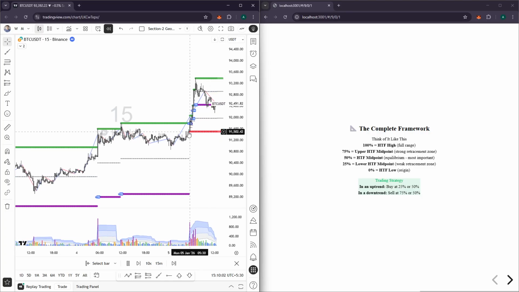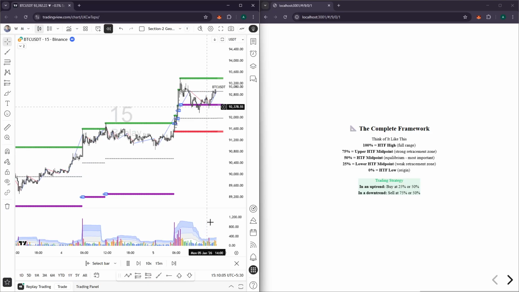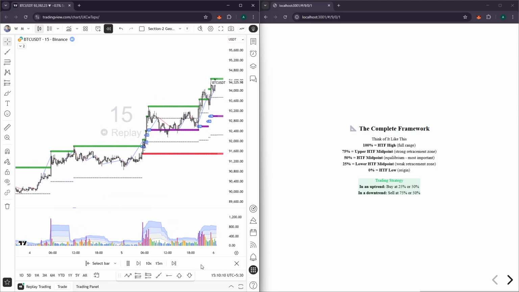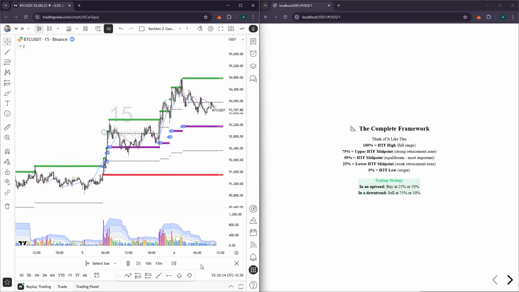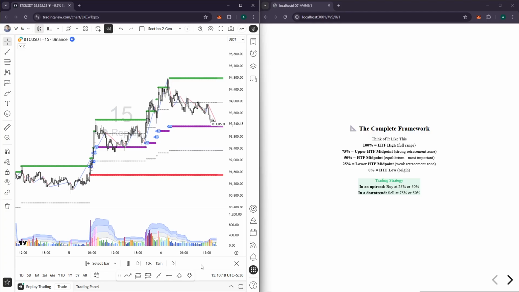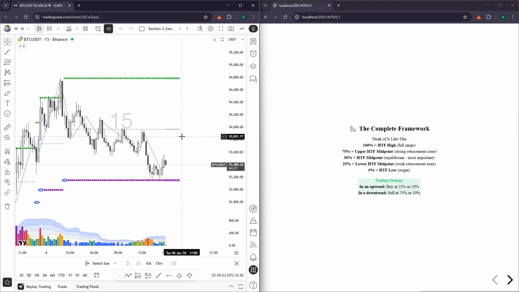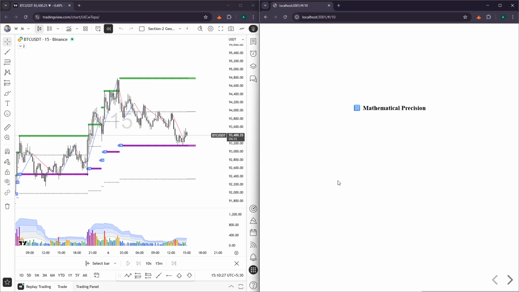New year started, new week started, and you see midpoint, boom. Okay, again it's going to come to midpoint, and it's going up from here. Current market movement. Okay, so let us move on to the next.